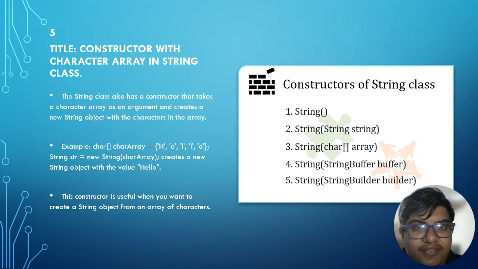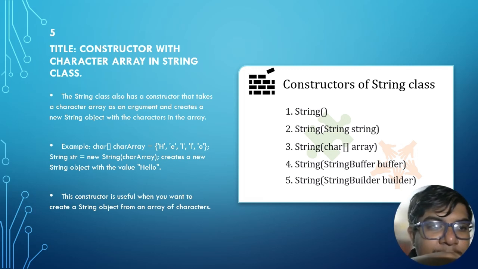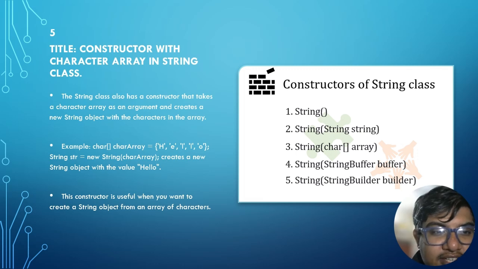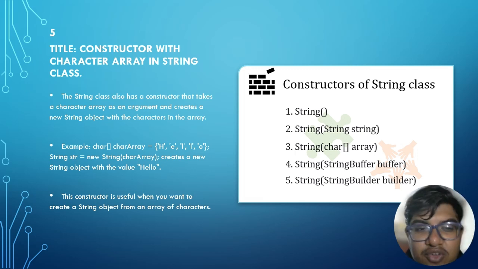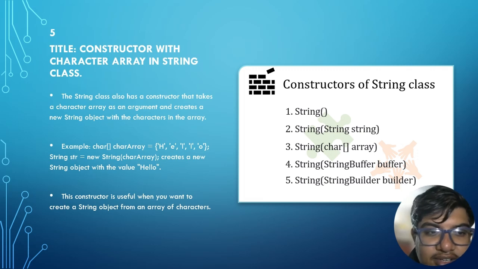The string class also has a constructor that takes a character array as an argument and creates a new string object with the characters in the array. For example, if you have the character array as hello, the string str, you call the constructor, you create an object and use the constructor at the same time, and it creates a new object with the value hello. The constructor is useful when you want to create a string object from an array of characters. So let's see the next one.